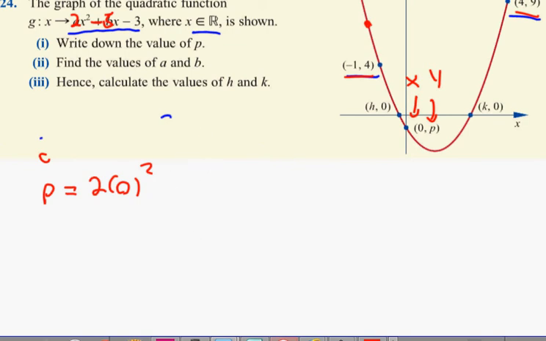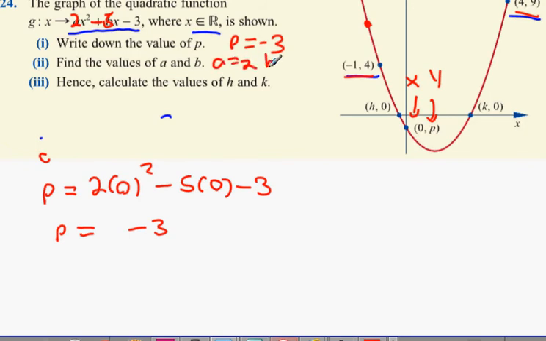Now actually, as it turns out, because it was a 0 value, you would have got P out anyway without knowing what A and B was. But sometimes it works out that way, sometimes it doesn't. So P therefore is minus 3. So look, P is minus 3. We had to find out what A and B was anyway. So A is 2 and B is minus 5.